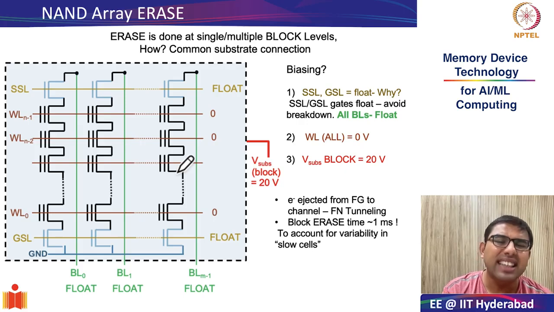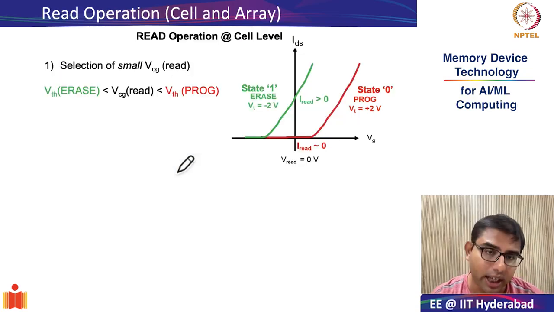These slow cells take significantly larger time to do your erase operation, and therefore, to ensure that all the cells, including fast cells and slow cells, have been properly erased with 100% erase efficiency, that is, all the electrons in the floating gate have been effectively ejected out, you give it sufficient time. So you give 1 millisecond at the block level of plus 20 volts to ensure this, and therefore the erase times are slightly elongated. Okay, so with this we move on to the read operation.